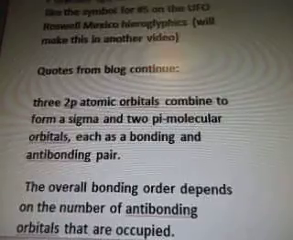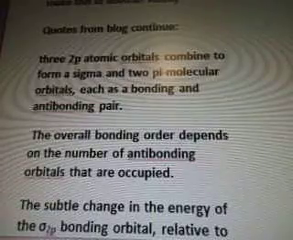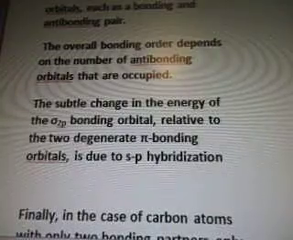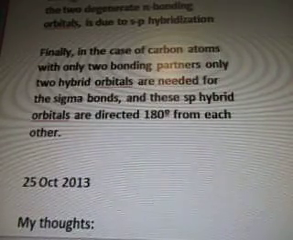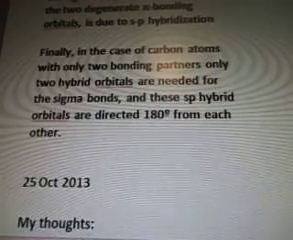So we're going to continue. Quote from the blogs, continue. 3 2p atomic orbitals combine to form a sigma and 2 pi molecular orbitals, each as a bonding and antibonding pair. The overall bonding order depends on the number of antibonding orbitals that are occupied. The subtle change in the energy of the O2p bonding orbital relative to the 2 degenerate pi bonding orbitals due to sp hybridization. Finally, in the case of carbon atoms with only 2 bonding partners, only 2 hybrid orbitals are needed for the sigma bonds. In this, sp hybrid orbitals are directed 180 degrees from each other.